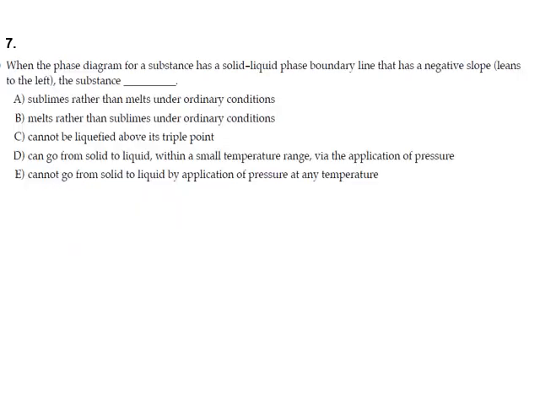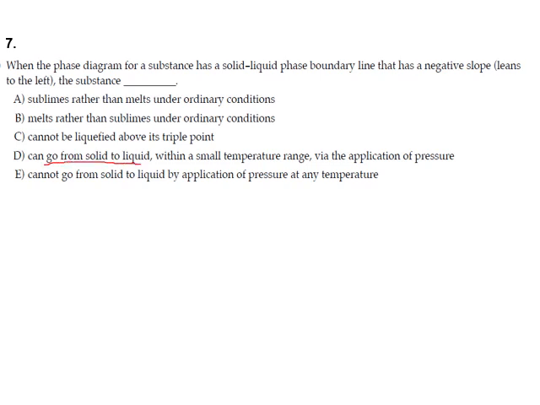Next slide. All right, so we've talked about this quite a bit. When the phase diagram for a substance has a solid-liquid line that goes to the left, like water, this substance will: A, sublime rather than melt; B, melt rather than sublime; C, cannot be liquefied above its triple point. That's a nonsense answer. D, can go from solid to liquid within a small temperature range via applying pressure. In other words, if you increase the pressure, you can force those hydrogen bonds to break and turn it into a liquid. And we've talked about that on numerous occasions, right? So this looks like the right answer.